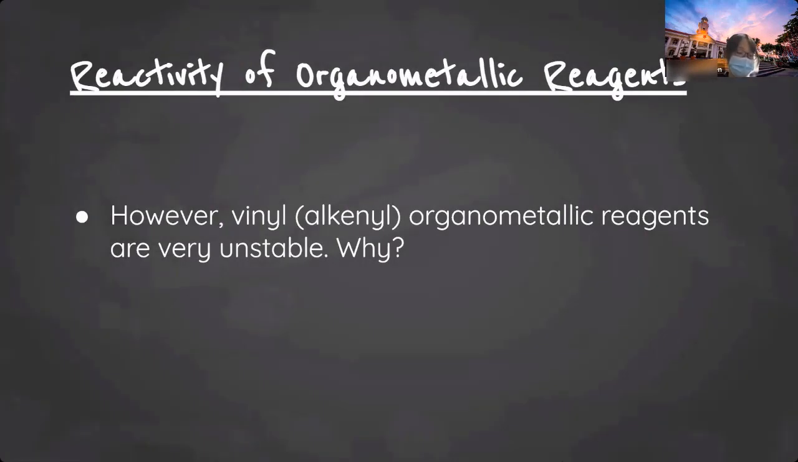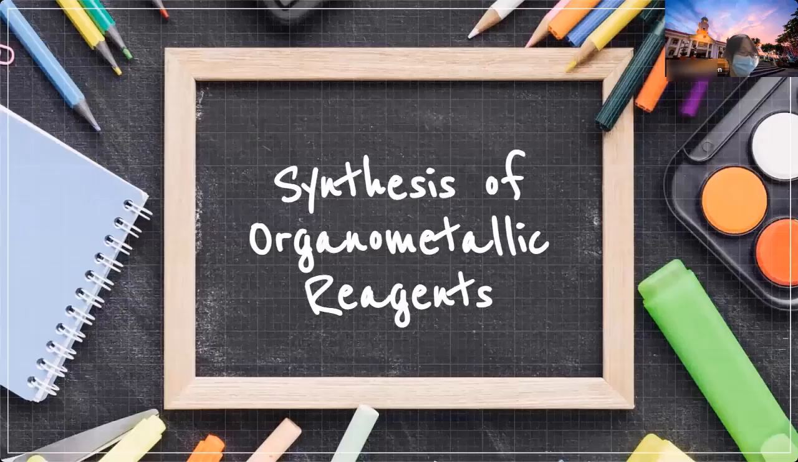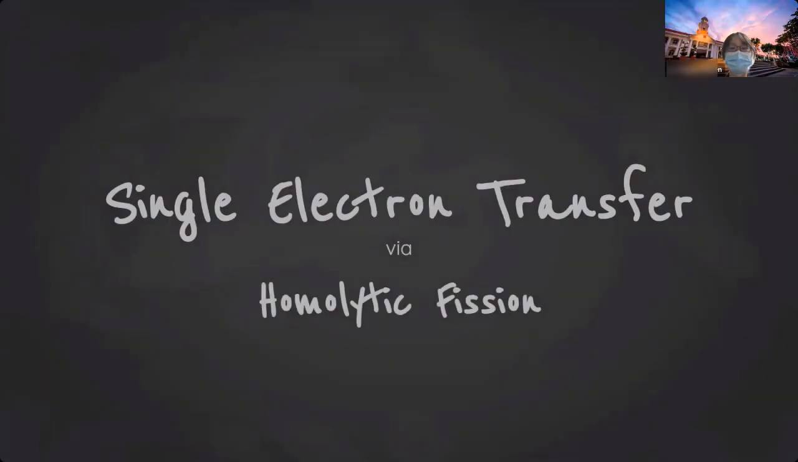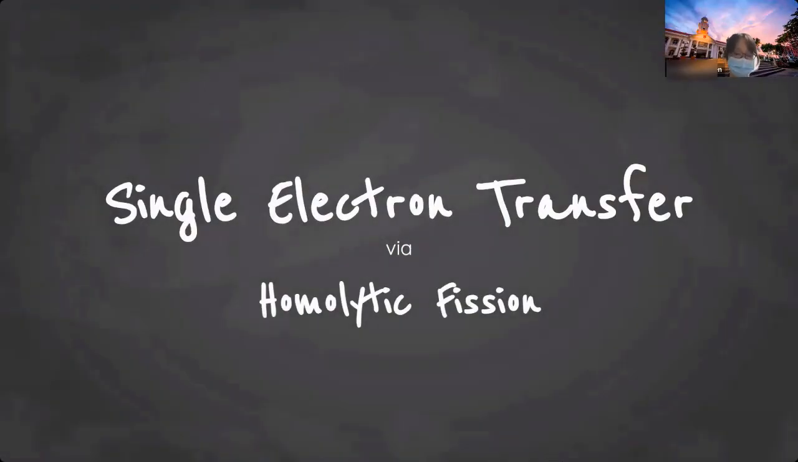Vinyl organometallic reagents, which are bonded to a C=C double bond, will have the metal or metal halide group bonded to sp2 hybridized carbon atoms. These reagents are surprisingly unstable. To figure out why, we need to look at how these reagents are synthesized. The synthesis of such reagents occurs via a mechanism called single electron transfer. This mechanism includes homolytic fission reactions, which involve radicals and radical ions.